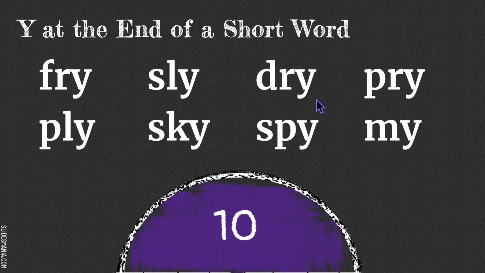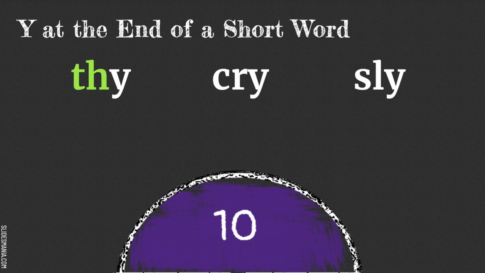I, dry. I, pry. I, ply. I, sky. I, spy. I, my. Here we're going to use the second sound of TH, the voiced th sound. Thy, cry.